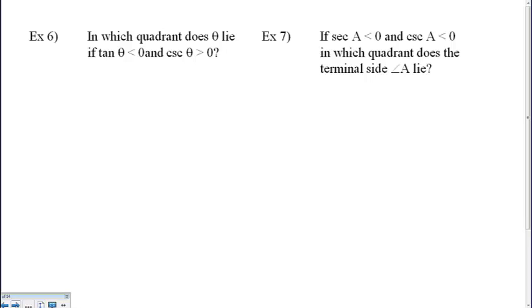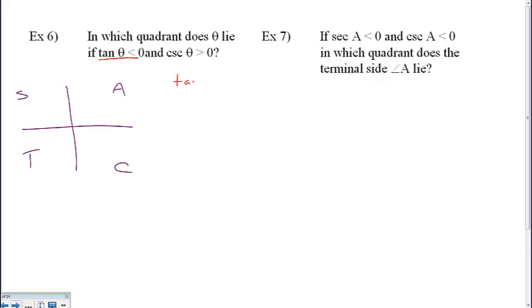In the following examples, we're asked to find what quadrant theta lies in, or rather, what quadrant the terminal side of theta lies in, based on the functions of theta and the information we already know. Let's take a look at example 6 first. I'm going to start by drawing my 4 quadrants and then labeling them. You can label them 1, 2, 3, 4. I'm also going to label them with my mnemonic, add sugar to coffee.